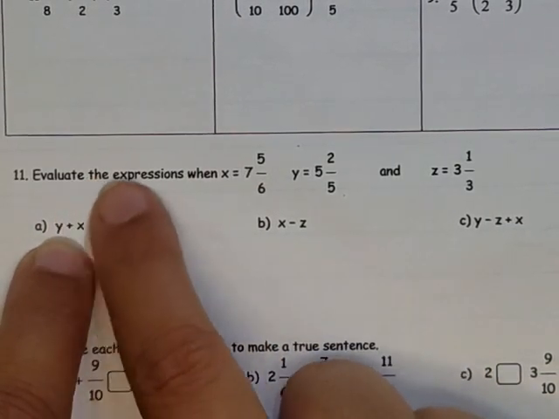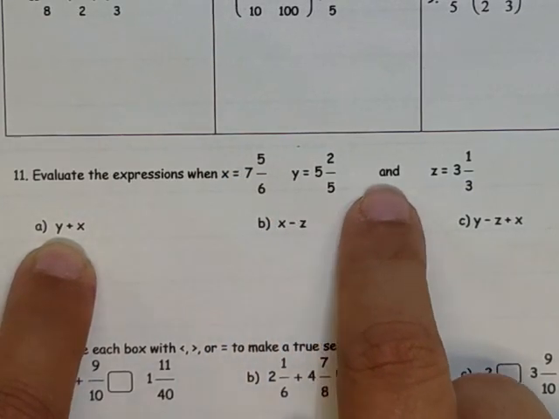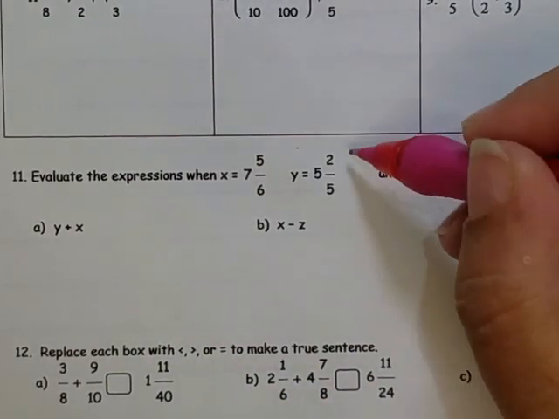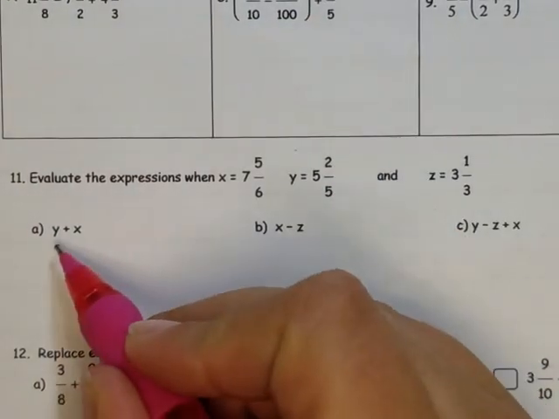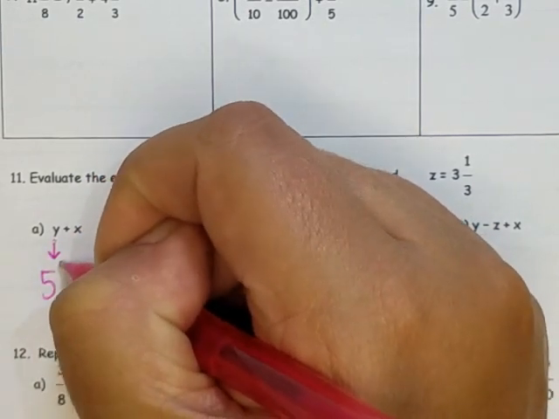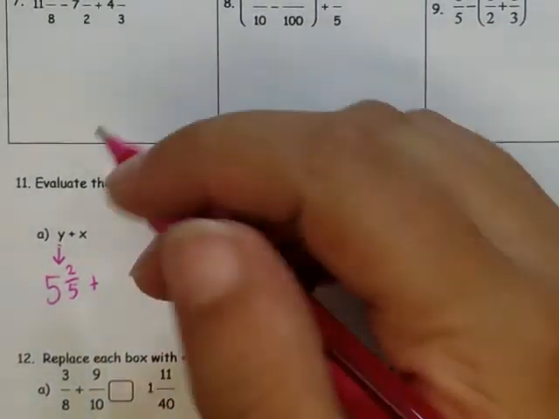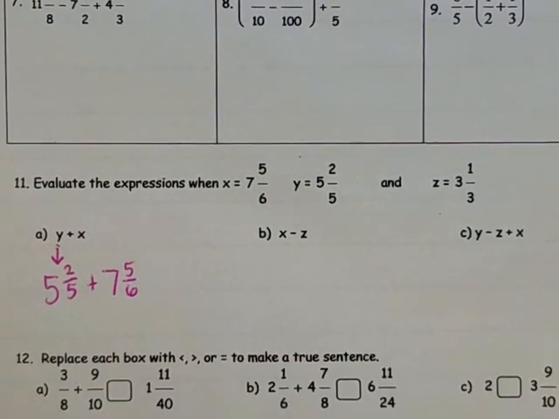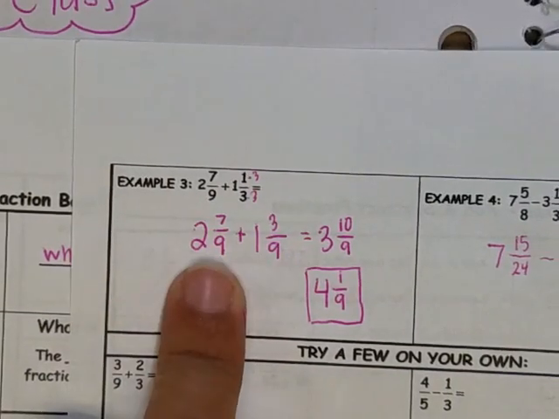So they're saying evaluate the expression when x equals 7 5/6, y equals 5 2/5, and z equals 3 1/3. So all you're doing is you're taking the value they told you that they are worth and you're substituting it in for the variable. So y is 5 2/5, plus x is 7 5/6. And then look, now you have an expression that you know how to simplify. And it's very similar to this problem over here.